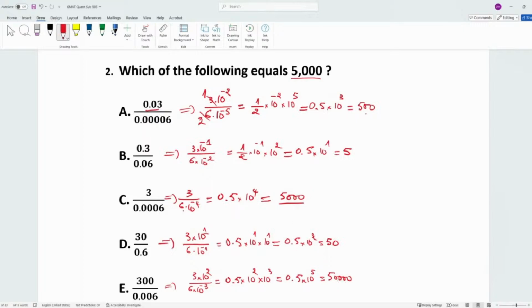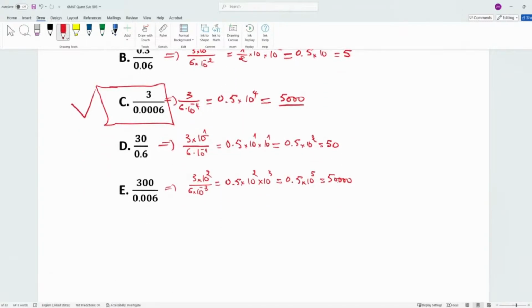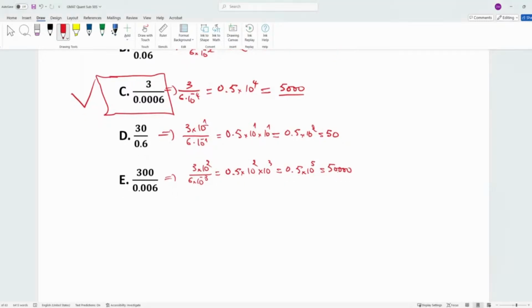Okay, so clearly it's only the answer C here, which is the correct answer. So you only have one correct answer in the answer choices. So by the time we found 5,000 here, answer C, we could have stopped and moved on to the next question. Let's go to the next question. Next question is this.